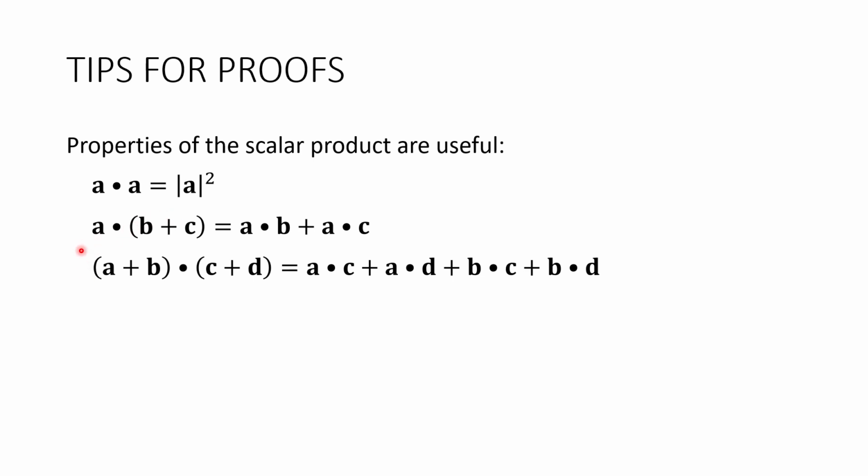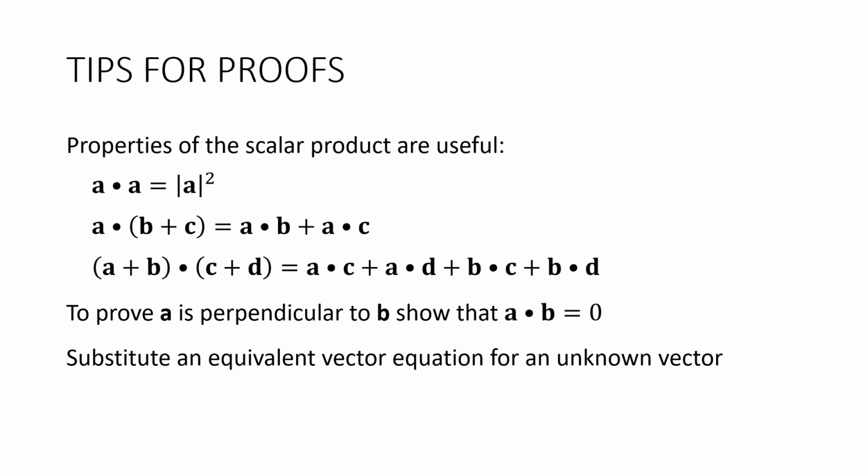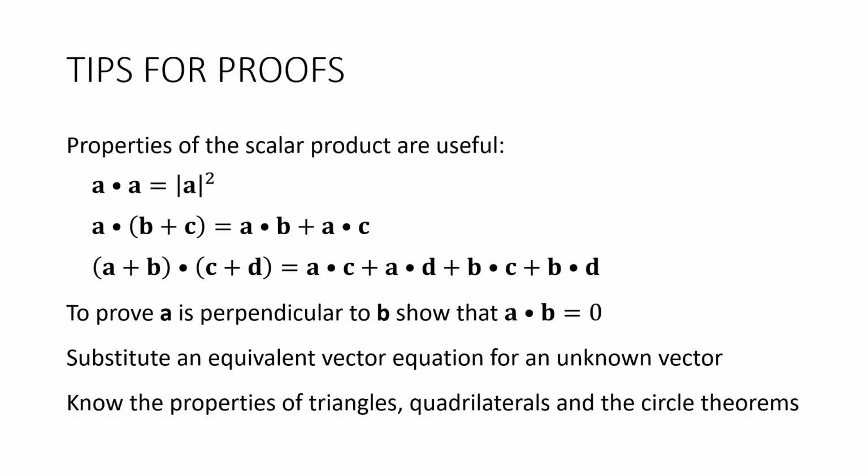This is showing that the distributive law works for the dot product. If we want to prove A is perpendicular to B, we show that A dot B is equal to 0. We can substitute an equivalent vector equation for an unknown vector. And finally, it's really important that you know the properties of various triangles, quadrilaterals, and circle theorems.